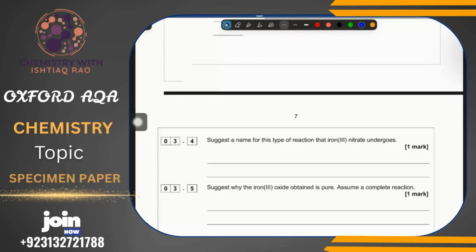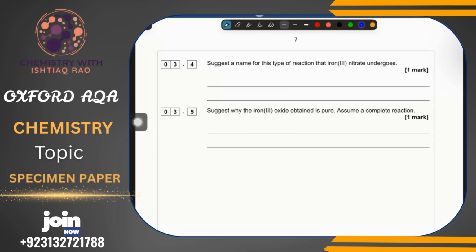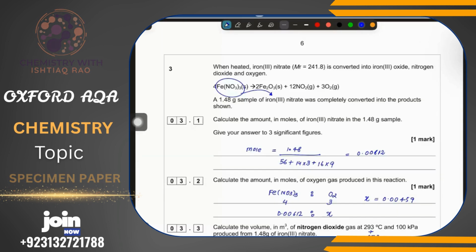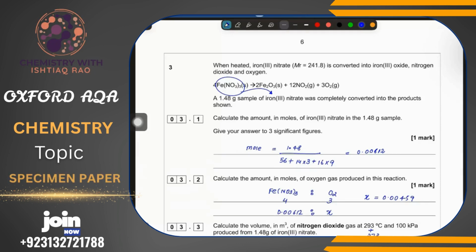Suggest a name for this type of reaction that iron 3 nitrate undergoes. Okay, so one reactant, three products.